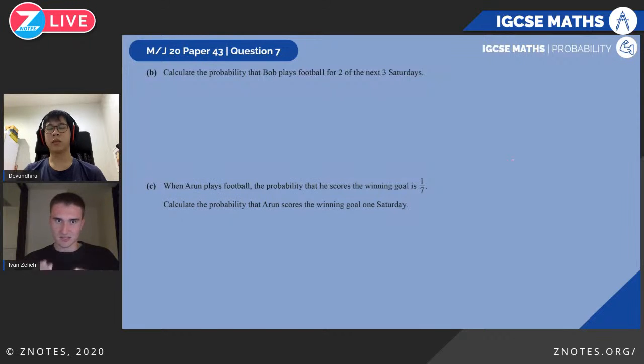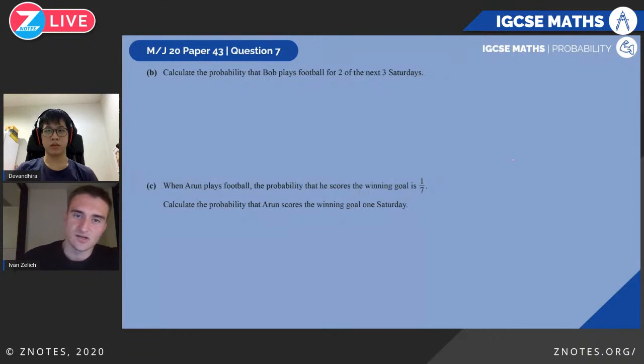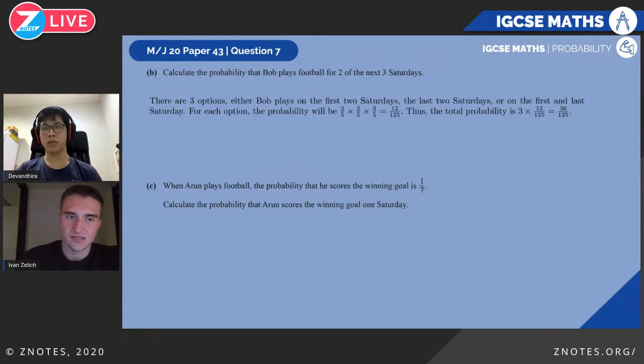So we have 3 possibilities. Either it's the first 2 or the last 2, or the first and last Saturday. So that gives us 3 possible choices for which 2 Saturdays Bob plays. Given that, for each option, the probability is going to be 2/5 times 2/5 times 3/5, which is 12/125. Thus, the total probability is going to be 3 times that, so 3 times 12/125, which is 36/125.